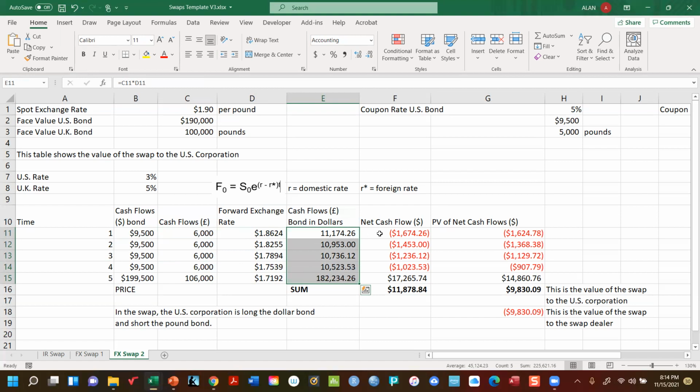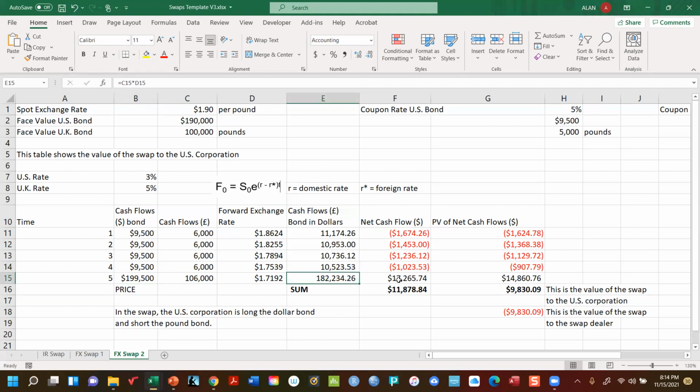And then we can compare them directly to each other. So when the dollar bond cash flow is less than the pound cash flow, the corporation is negative. They are losing, they're behind. But in all the cases but one, the cash flows of the pound bond were higher. But in this last case, they were lower.